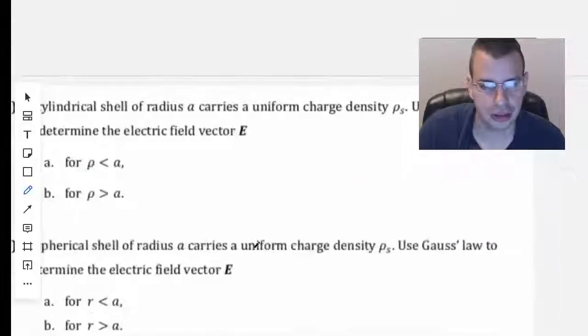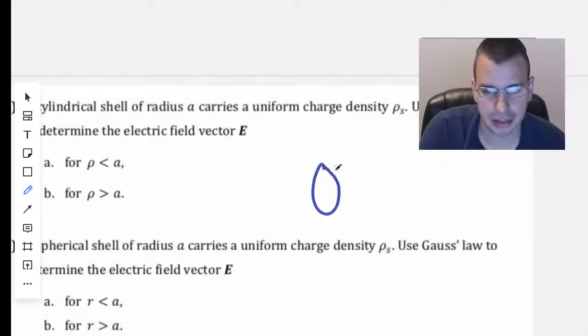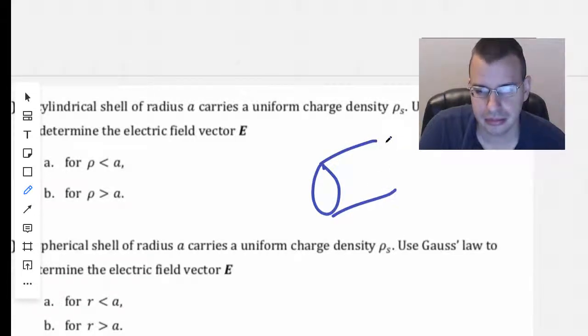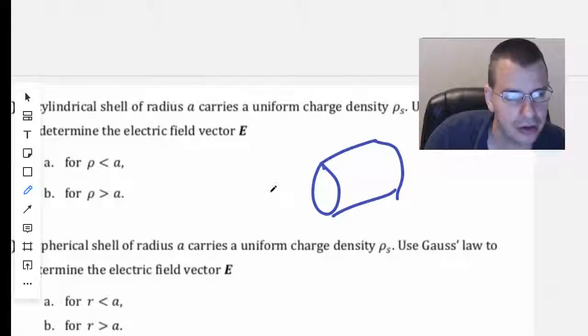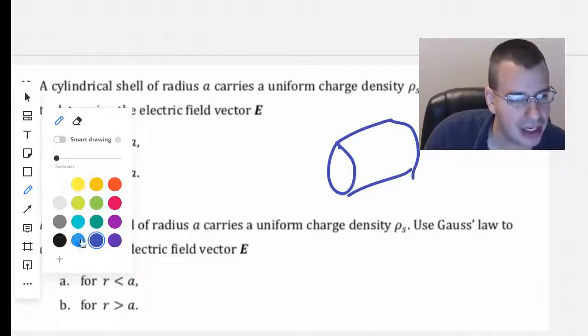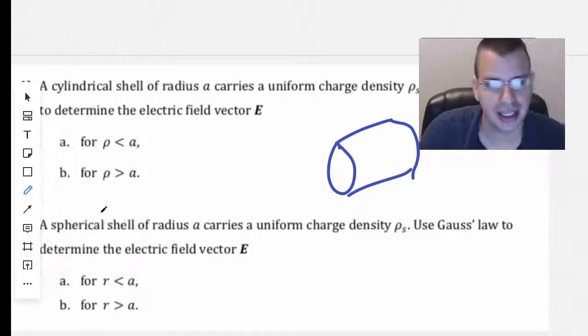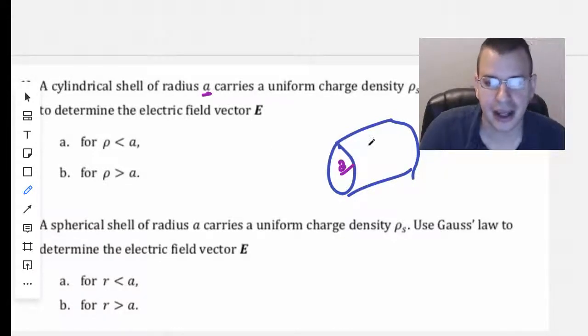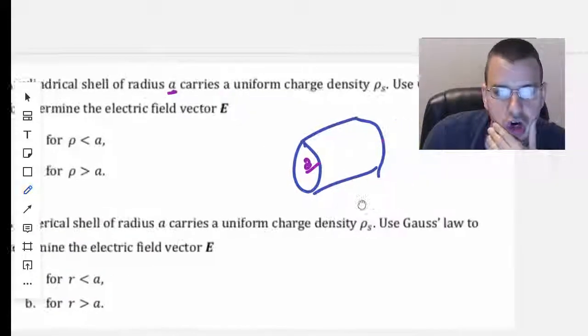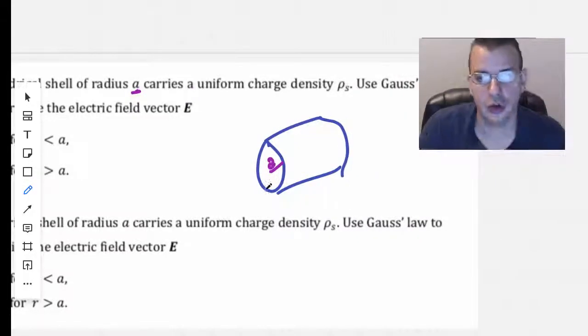So first thing, draw a picture. That looks good. So we have a hollow cylindrical shell, and we have a radius of, let's say, A, because they give us that right here. And we have a uniform charge density of rho.